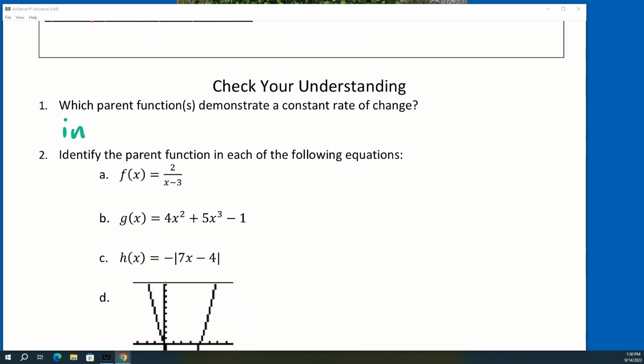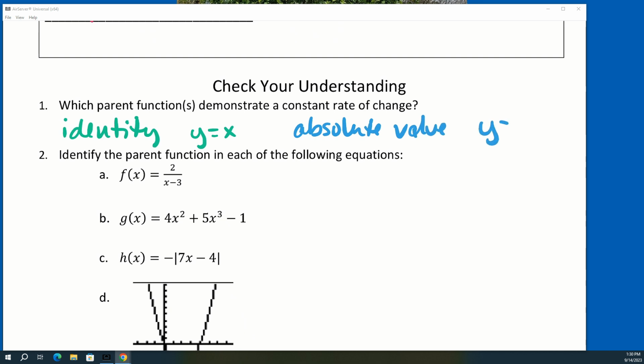And I'm going to write out the name of the function and give the equation of it, just so you get used to both of them. So the identity function, which is just y equals x, and the absolute value, which is y equals the absolute value of x.